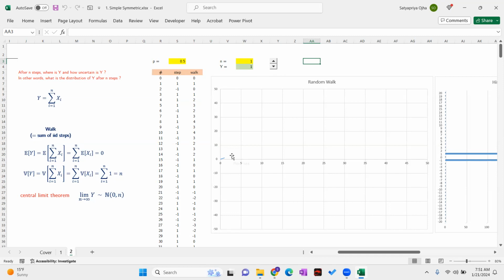Yes, so they are equally probable. That is correct. Now, what happens after two steps? If I make n equal to 2, what are the possible values of the walk after two steps? Zero, 2, -2. Interesting. 0, 1, 2, -2. Okay, good. I'm getting a mixed set of answers.